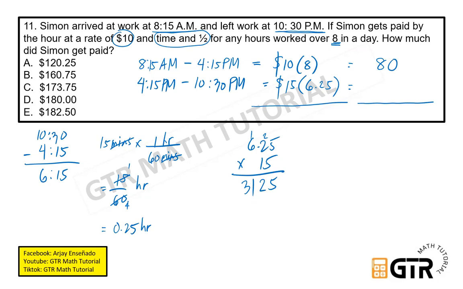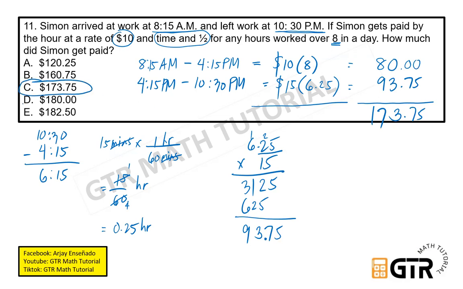O, madali na to, 6.25 times 1, so 625 lang yan. Then add natin, bring down 5, 2 plus 5 is 7, 1 plus 2 is 3. 3 plus 6 is 9 and then count the decimal places. So we have 2. So dapat ang decimal ay nandito, 93.75. So itapat lang natin dito, 93.75. Then i-add natin ito. So 0, 0 lang kasi ito. So just bring down 75. 0 plus 3 is 3. 8 plus 9 is 17. Therefore, the correct answer is 173.75, which is letter C.